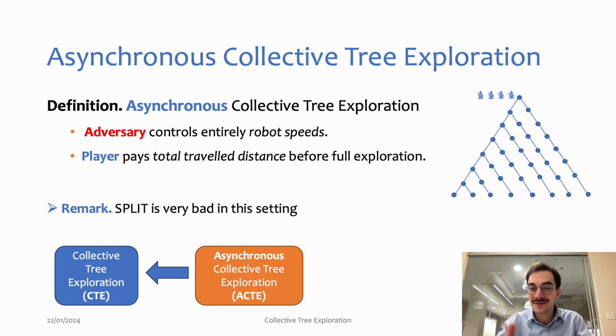To illustrate this, let me just go back to the example of split. At the first round, maybe the adversary is going to let all robots move by one step, but maybe at the next round, it will only move the two robots on the right. And by doing this, in a sequence of iterations, only the first branch of this very specific tree that we call the comb will be explored. So it is actually very easy to show that the split algorithm will take omega of n steps irrespective of the number of robots. So there will be no speed up in this asynchronous setting.